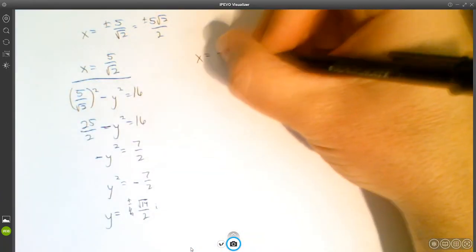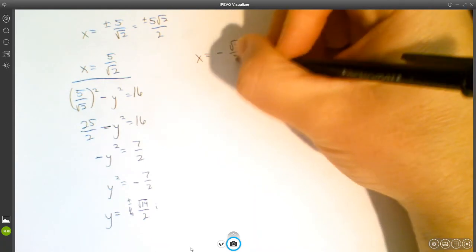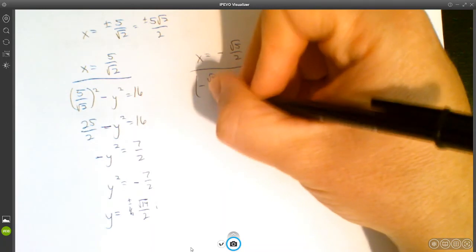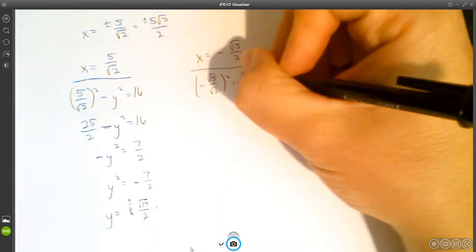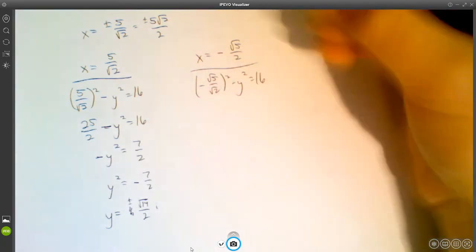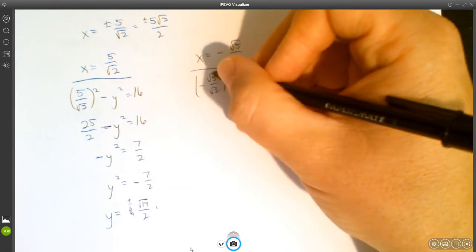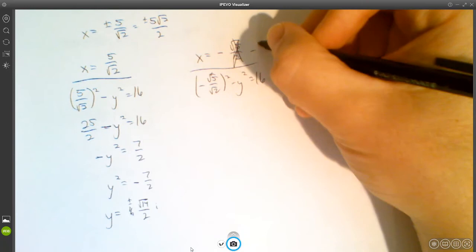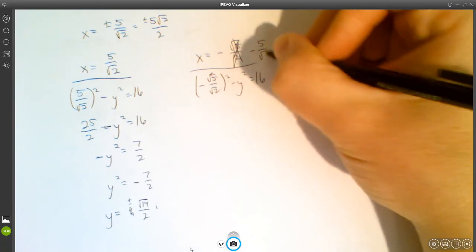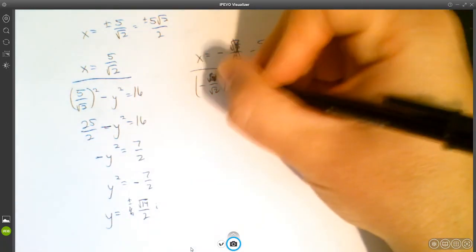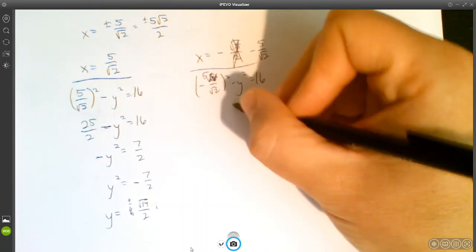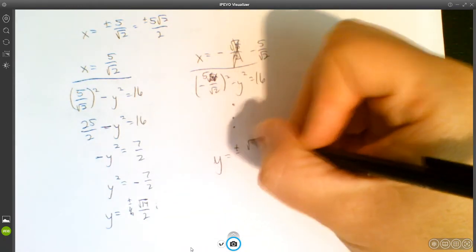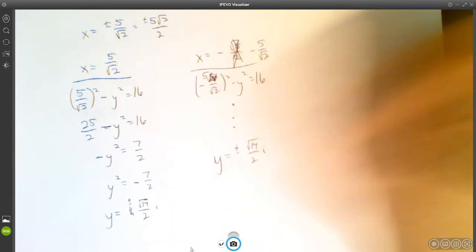If I let x be negative 5 root 2 over 2, I think I end up with exactly the same scenario, right? Because after I square this thing, it's going to be positive anyway. So yeah, or this doesn't need a root 5. Sorry, this is negative 5 over root 2. So this should just be 5. But anyway, you're going to get the same thing. y equals plus or minus root 14 over 2i.